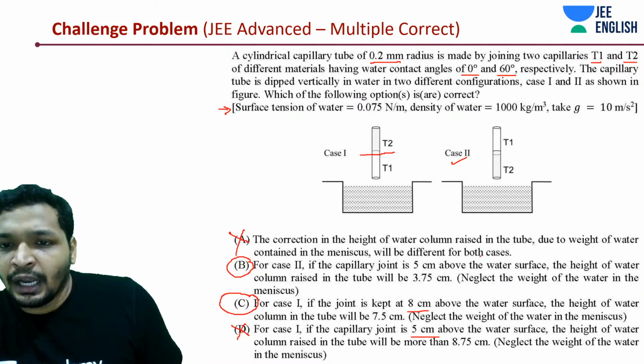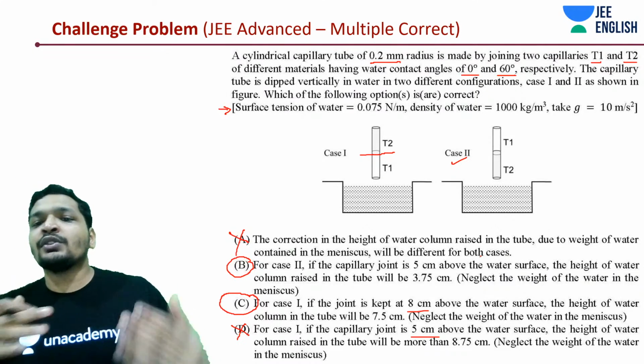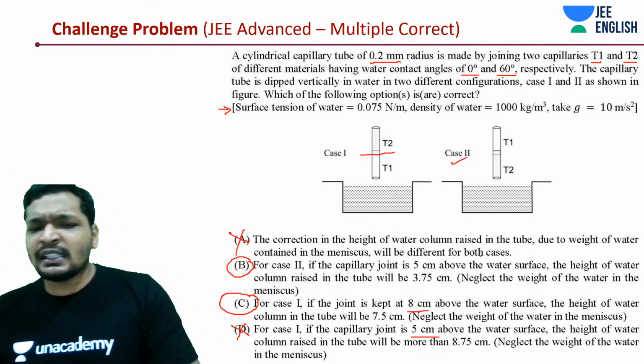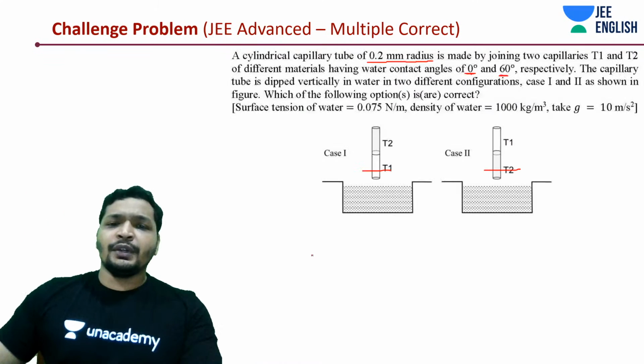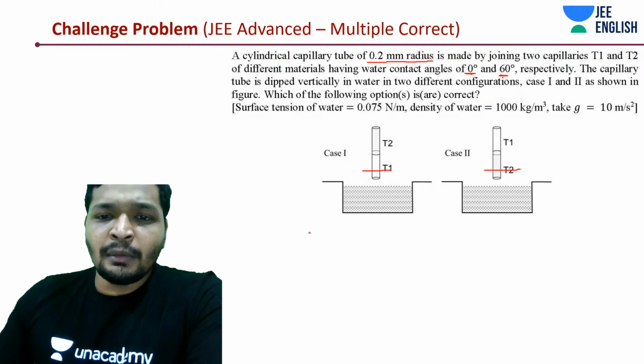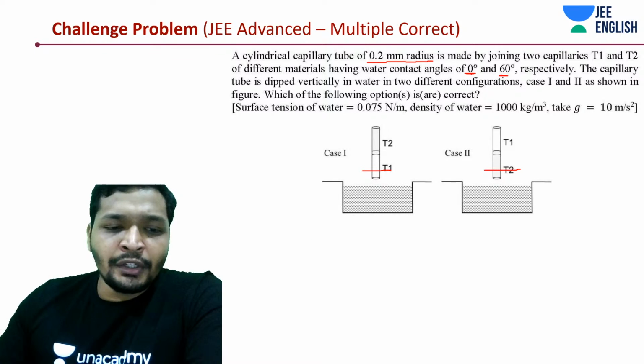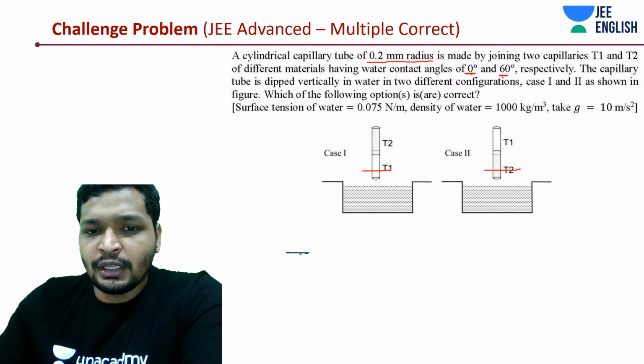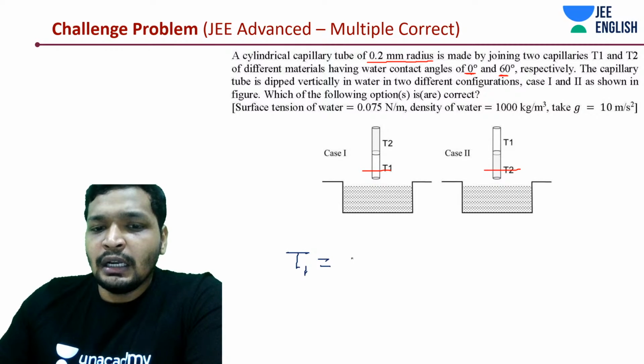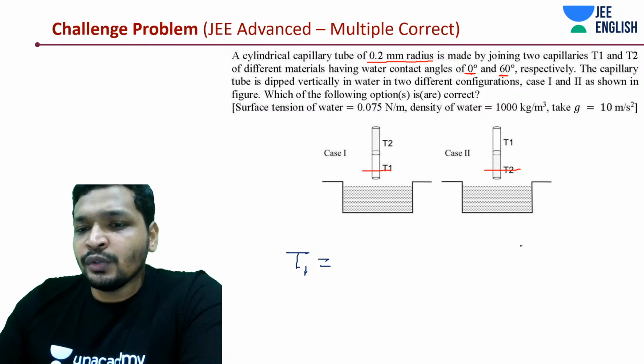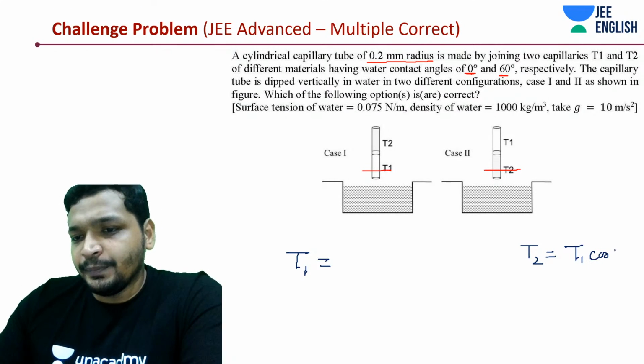The correction in the height, so only T1 is going to impact and T2 is going to impact. Let's understand what is happening and let's get into this question. Okay, so we are talking about typically two tubes. One tube, I'm going to analyze it for the case T1 first of all, because it has 0 degrees contact angle. And as you know, how much is T2? T2 is same material, everything is same. It's going to be T1 cos 60.